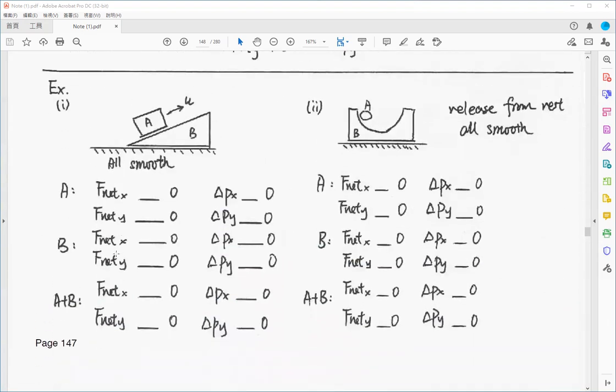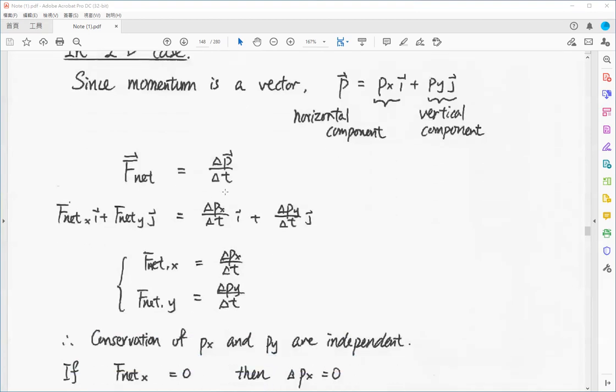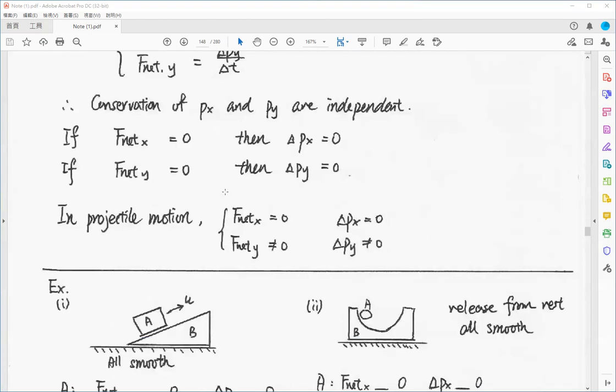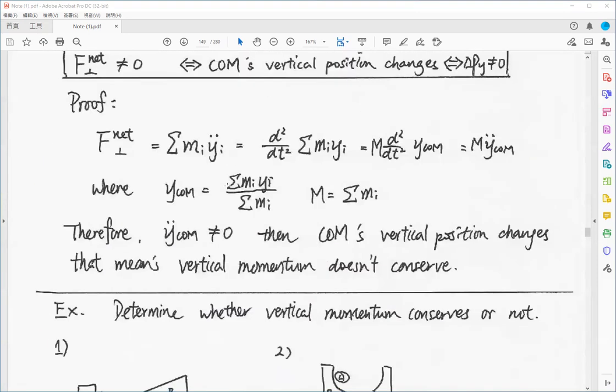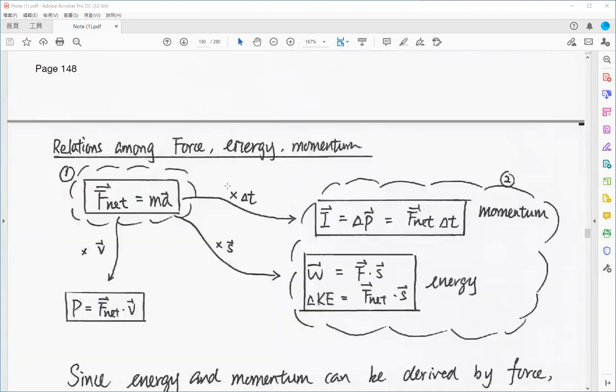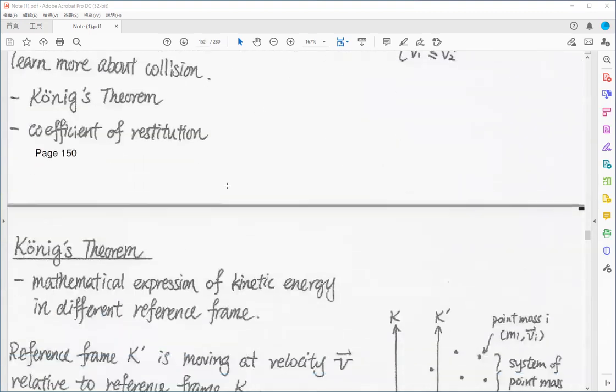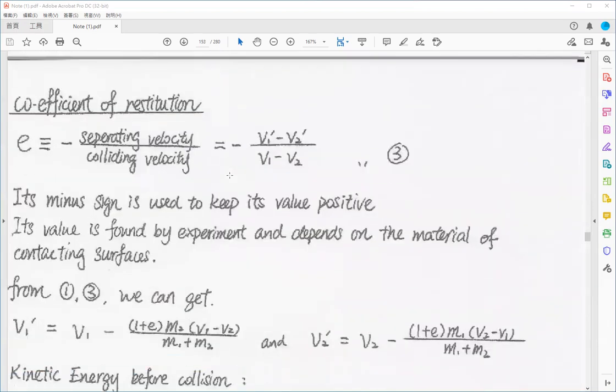So we are going to deal with these two cases later on, but I just want you to have a look at it, and then we go on to have a look at some more cases in momentum.